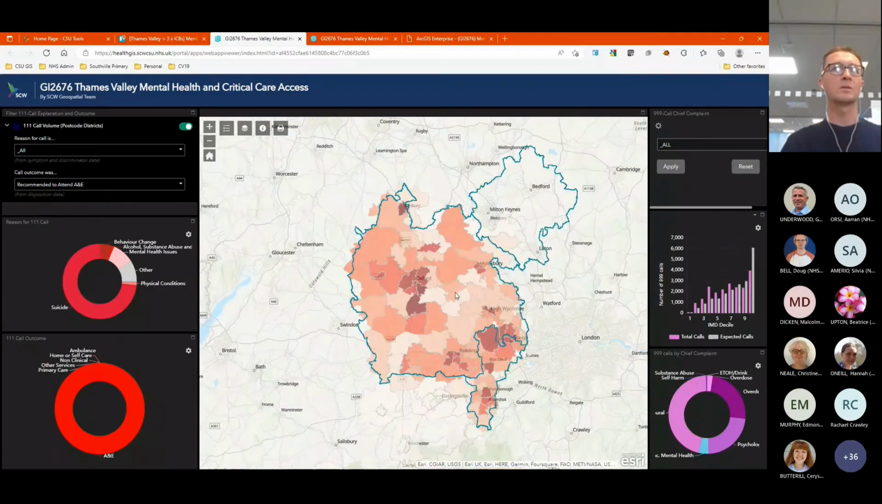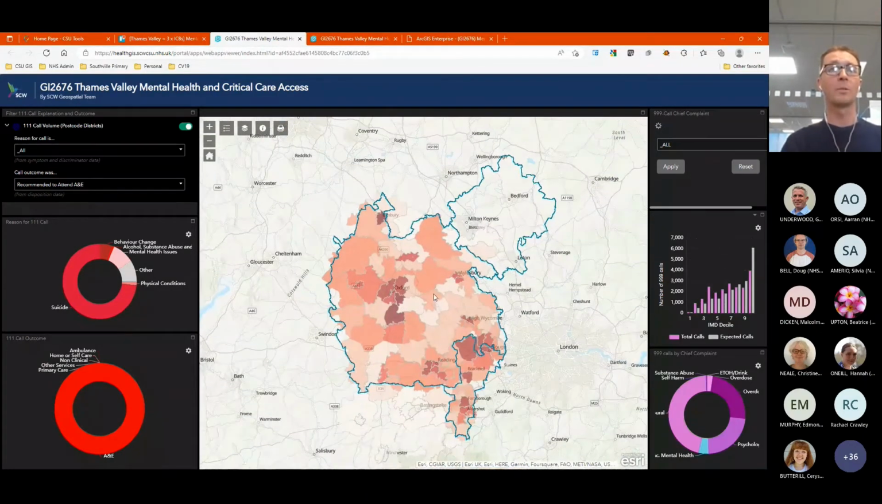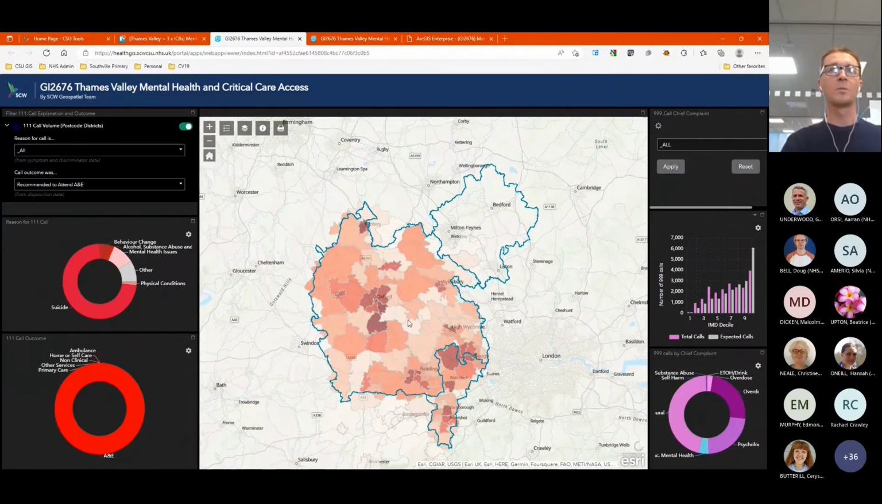So the goal of this was giving you a baseline. Where are the 111 calls coming from? Which services are they using, and how are they distributed? So it was the first part of the exercise. Seems to have gone down well. We'll now focus on the 999 data.